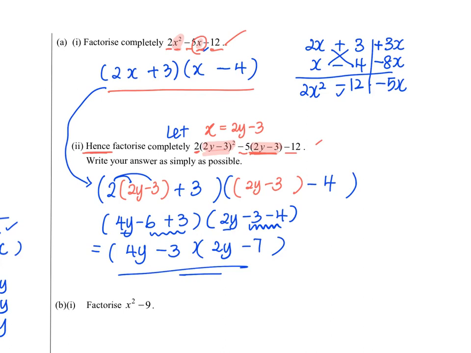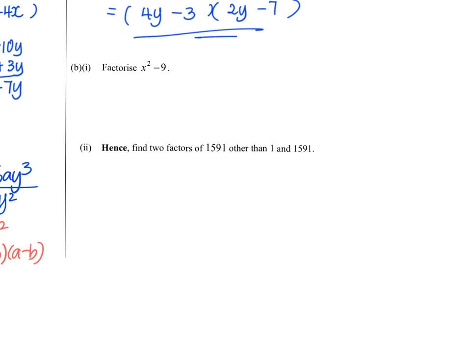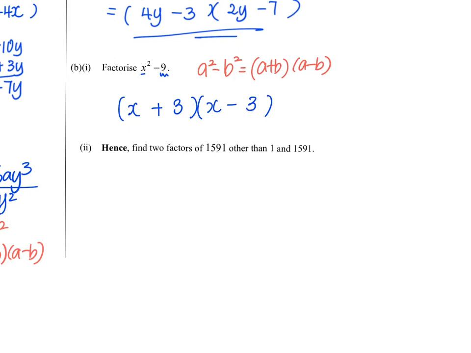Now let me move to the last question for the day before we move on to the next lesson. Okay, first part of the question, factorize the following. We can see very clearly this is of the form, the pattern a squared minus b squared to be a plus b, a minus b. So we have two brackets, one plus, one minus. What times what gives me x squared? X times x. What times what gives me 9? 3 times 3 gives me 9.